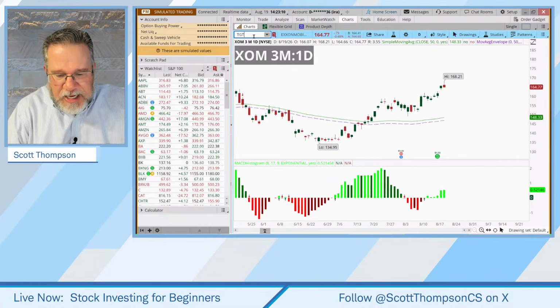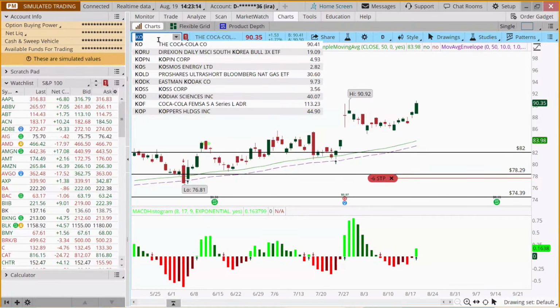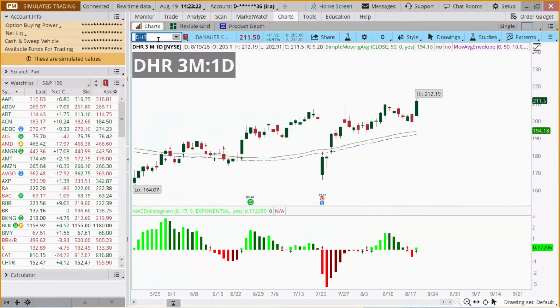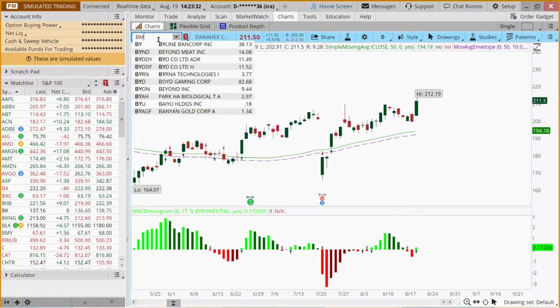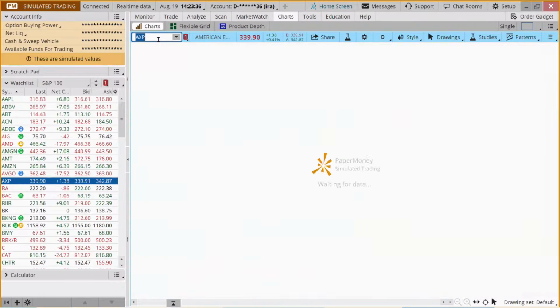Okay, TGT, buy signal today. KO, buy signal today. CRM, buy signal today. DHR, buy signal today. And these aren't recommendations. These are just, does it have a 2 green arrow status on it right now, right? Let's see, BMY, did we look at that one? BMY, buy signal today.